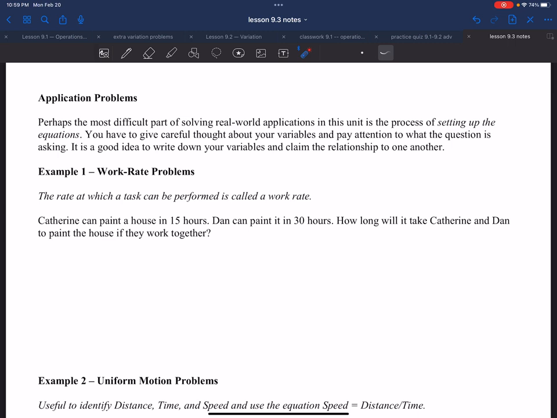So, I'll say that perhaps the most difficult part of solving these real-world applications isn't actually the mathematical solving, it's the setting up of it. The setting up can be quite tricky. You want to give some careful thought about your variables and pay attention to what the question is asking. I'd say it's a really good idea to write down what your variables are and try to establish some relationship between them so that you understand what's going on.